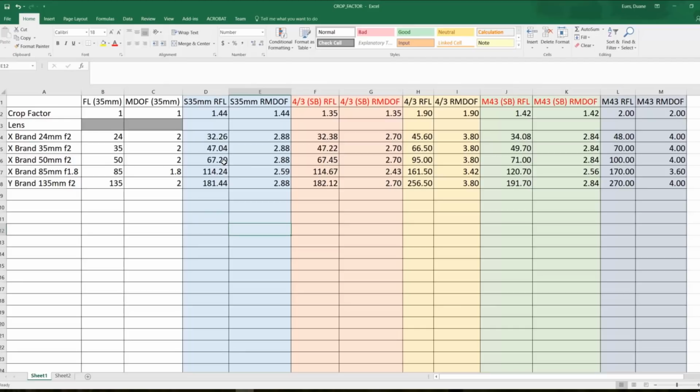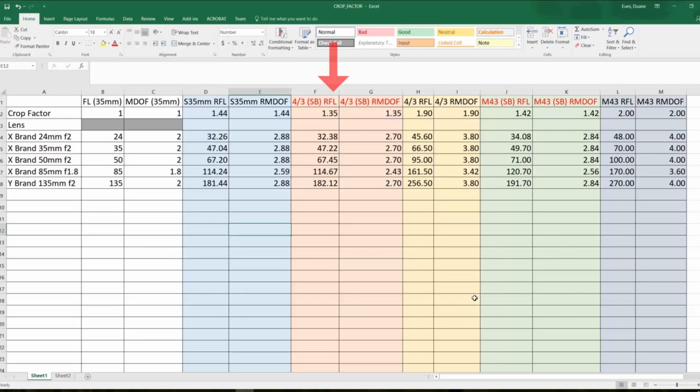Okay, so to explain what's going on here, I've created a spreadsheet to not endorse any particular brand. I just gave some different focal lengths here with different f-stops. I just put them in there. So if you look here, I have a super 35 relative focal lengths and relative minimum depth of field that you can achieve with the lens.